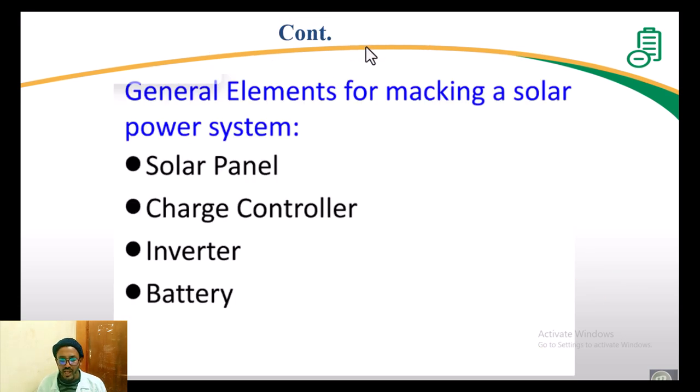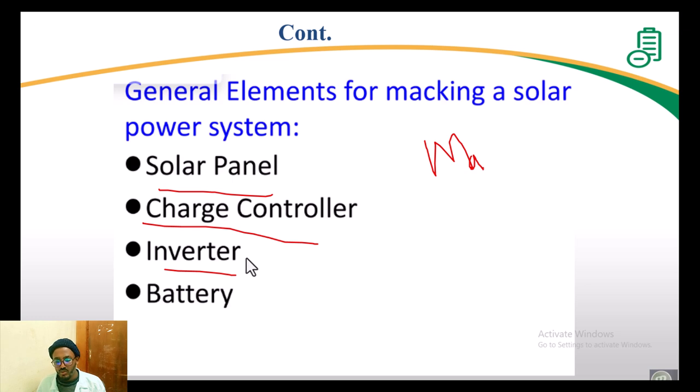So next we have the general elements. What are the general elements of making a solar power system? The first one is the solar panel, the second one is the charge controller, then the inverter. We were talking about these, but let's see what they look like. Solar panel, charge controller, inverter and battery.